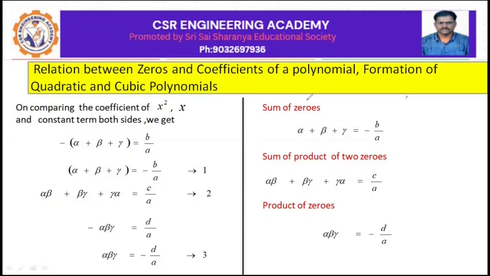So therefore, sum of zeros alpha plus beta plus gamma is equal to minus b by a. So that is equal to minus of x square coefficient divided by x cube coefficient. Sum of product of two zeros taken in order, that is alpha beta plus beta gamma plus gamma alpha is equal to c by a, is equal to coefficient of x divided by x cube coefficient. Product of zeros alpha beta gamma is equal to minus d by a, that is equal to minus of constant term divided by x cube coefficient.